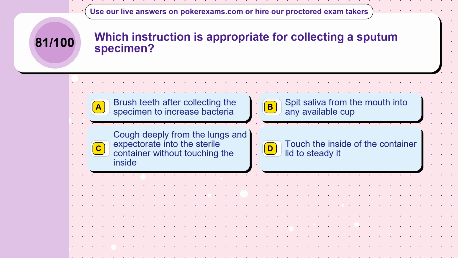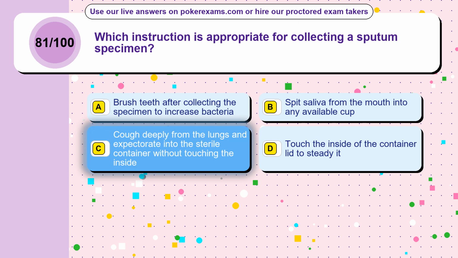Option A. Brush teeth after collecting the specimen to increase bacteria. Option B. Spit saliva from the mouth into any available cup. Option C. Cough deeply from the lungs and expectorate into the sterile container without touching the inside. Option D. Touch the inside of the container lid to steady it.